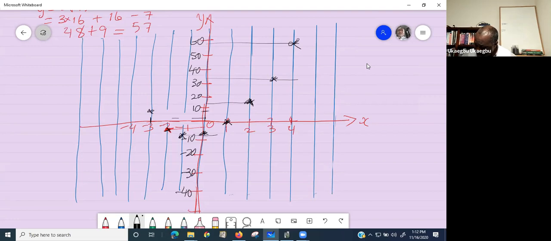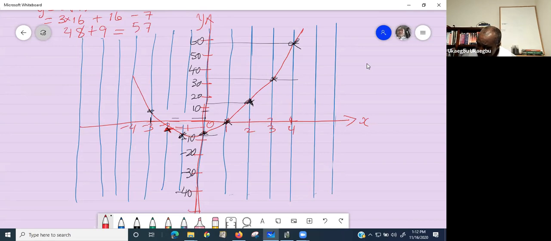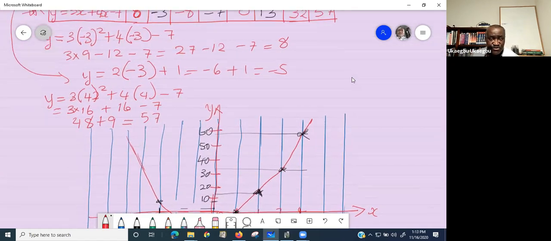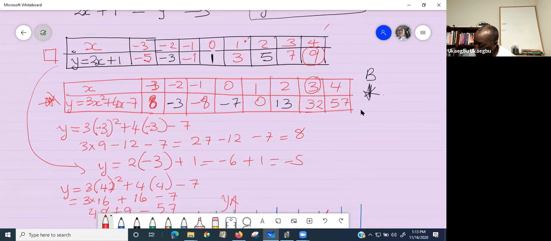Now you can see we have a shape right now. We have a shape which goes like this. I'm just connecting the dots. Okay? So now if you plotted with graph paper, you are going to have a smoother curve than mine. Now, I'm going to give you 3 minutes to plot the first one. You can call it plot graph A. So I'm going to give you 2 minutes to plot graph A.